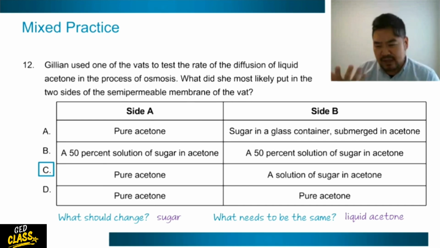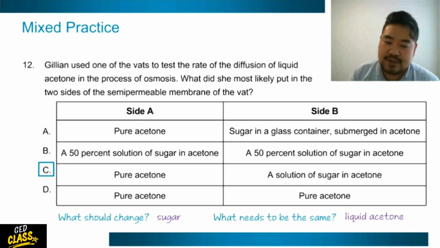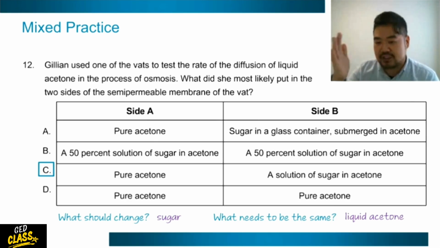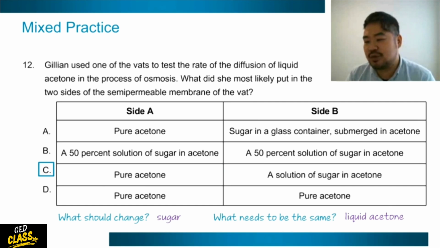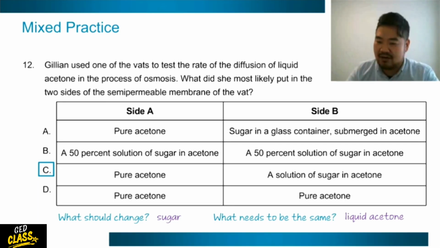Like those other answer choices, if you look at answer choices B and D, for instance, they say the same thing, right? Choice B says 50% on one side, 50% on the other side. Well, if they're the exact same thing on side A and B, nothing's going to move across the membrane. Choice D, if you put pure acetone on one side and pure acetone on the other side, again, nothing's going to change. So we can eliminate choices B and D. And then choice A says pure acetone on one side, and then notice what side B says for choice A. Sugar in a glass container. Well, if we put the sugar in a glass container, that sugar is not going to leave the container, right?